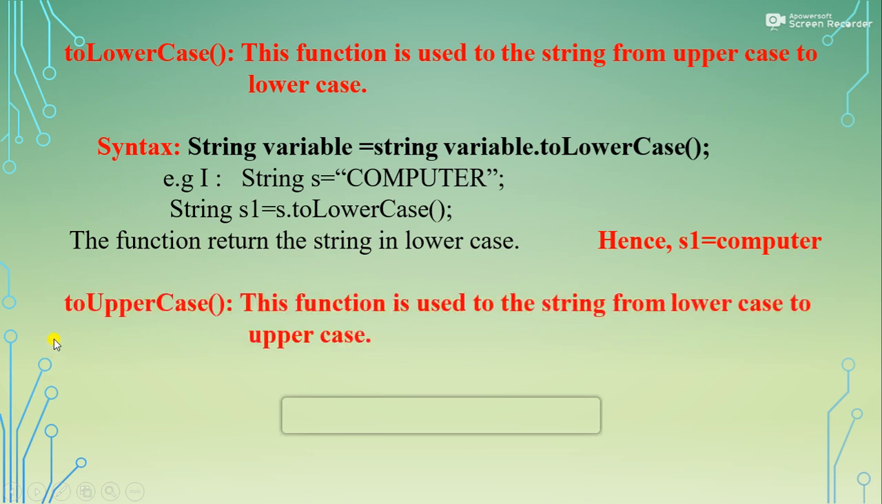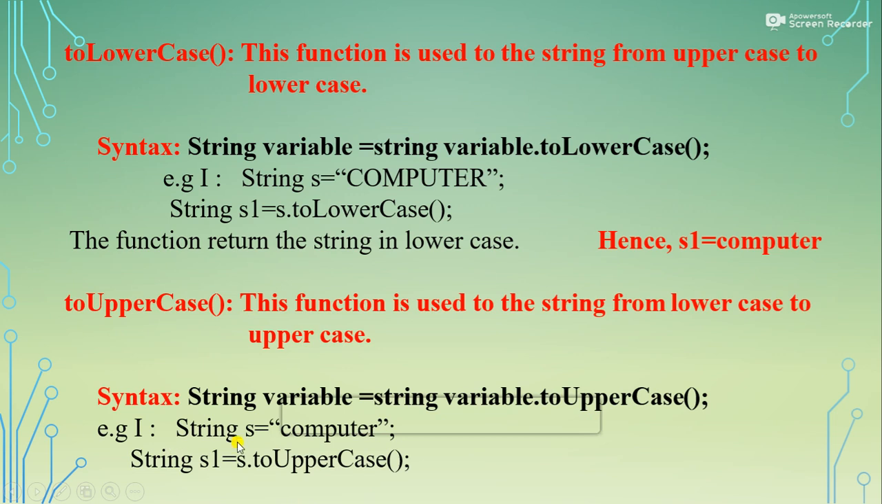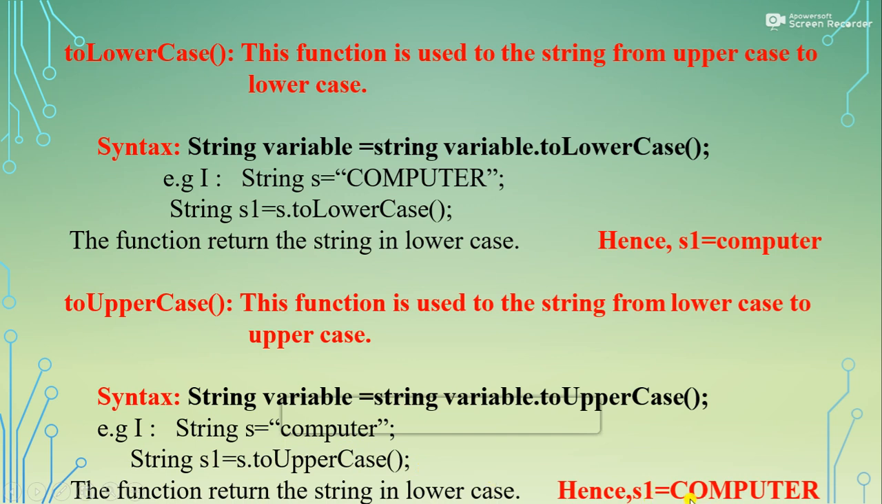Similarly, this is the opposite, toUpperCase. Here U is a capital letter and C is a capital letter. So this function is vice versa of toLowerCase. This is just the opposite. This function is used to convert the string into uppercase from lowercase. Let's see the syntax. String variable equals to string variable dot toUpperCase. You see the examples. String s equals to, here I have stored all the letters in small letters. s1 equals to s dot toUpperCase. So the output will be here in uppercase.